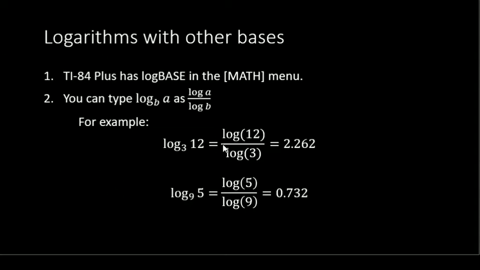If you're using your phone or a scientific calculator that doesn't have a way to put in a base, you can actually use a trick, and that is you can divide two different logarithms to make this logarithm. So for log base 3 of 12, you do the log of 12, the log of the argument, divided by the log of the base, log 3. And you get the same answer you would get from log base 3 of 12.